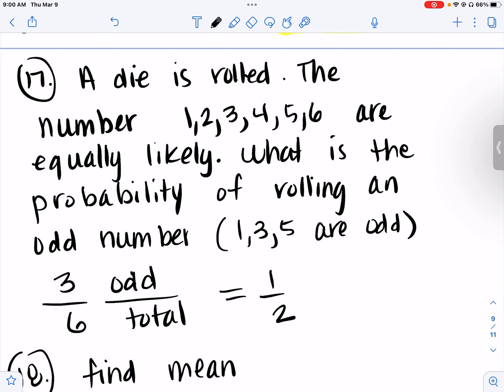A die is rolled. The numbers 1, 2, 3, 4, 5, 6 are equally likely. What is the probability of rolling an odd number? Okay, and 1, 3, 5 are odd numbers. So there's 3 odd numbers out of 6 numbers. So 3 out of 6 reduces to 1 over 2. 3 goes in a 3 one time, 3 goes in a 6 two times.